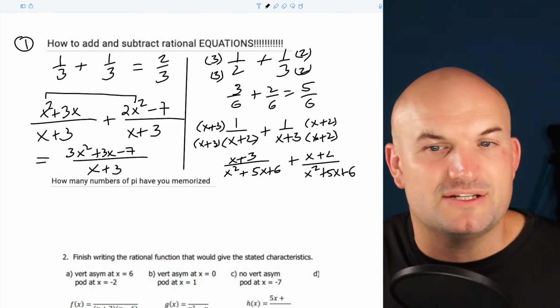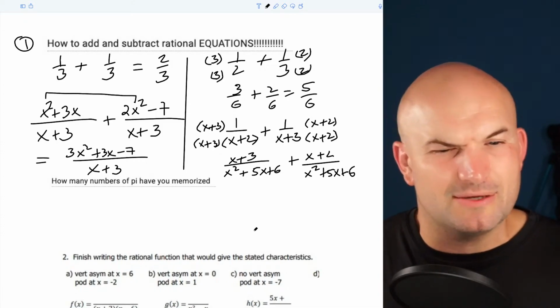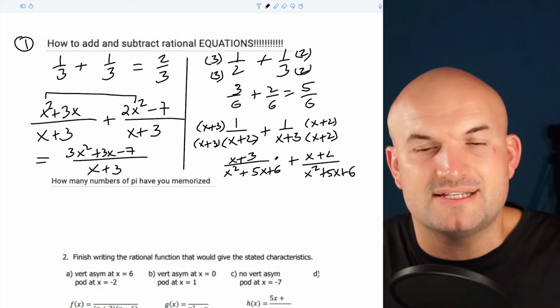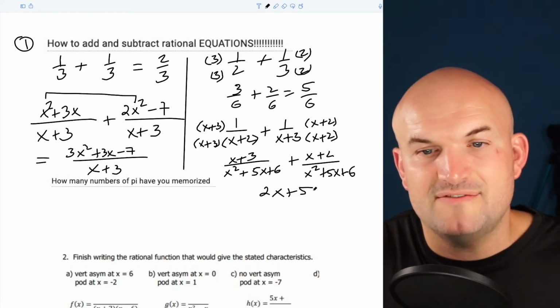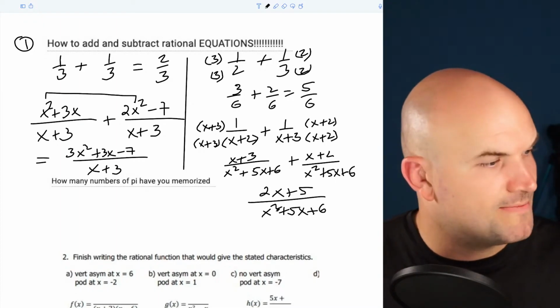But again, if you want to think about just multiplying here by the other denominator to get a common denominator, that will work. And I think we're going to do another rational expression here coming up. So that's why I'll be fine sticking with the simpler solution here. So this becomes 2x plus 5 all over x squared plus 5x plus 6. And there you go.